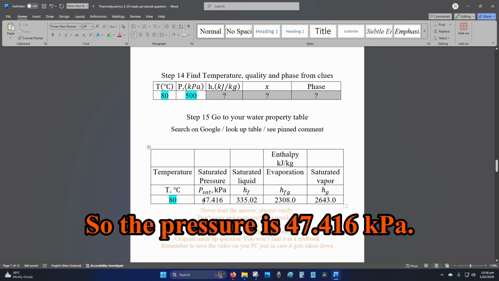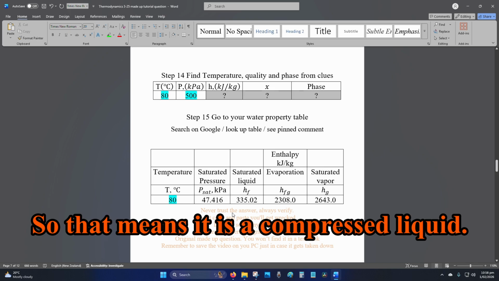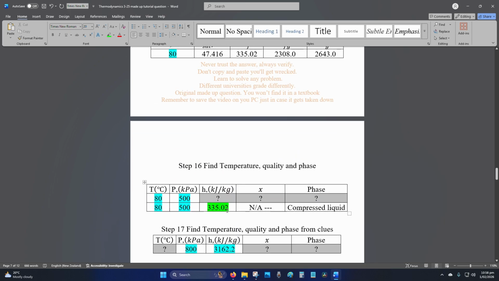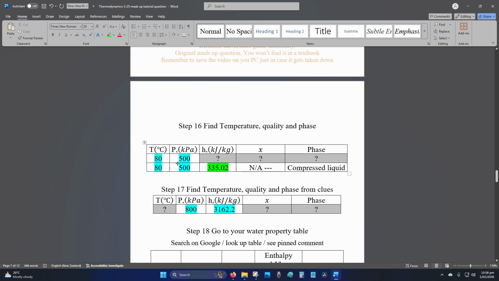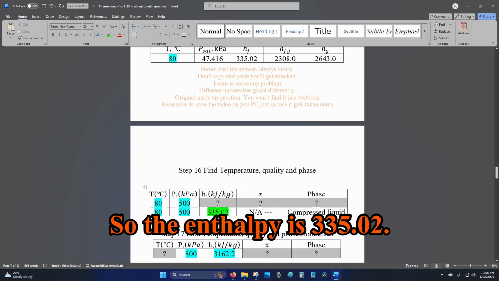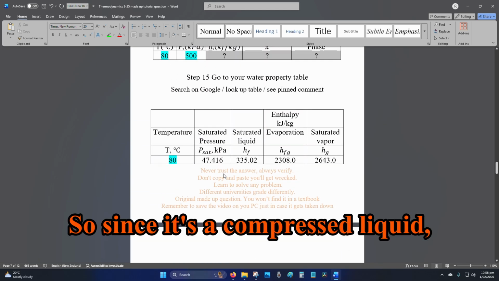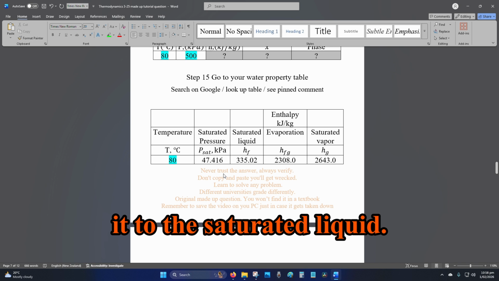So the pressure is 47.416 kPa. The given pressure is 500. So that means it is a compressed liquid. Step 16, we can now answer the question. So the enthalpy is 335.02. So since it's a compressed liquid, we're going to approximate it to the saturated liquid.